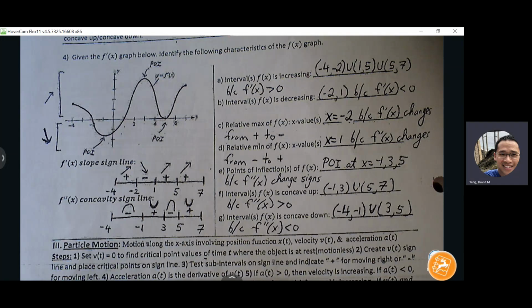For relative max, relative min, you have to specify the order of your sign change, but for points of inflection, you don't have to. You can just say that f double prime changes signs, and that's good enough. There's no distinction in name between concave up to concave down versus concave down to concave up. Okay, any questions?